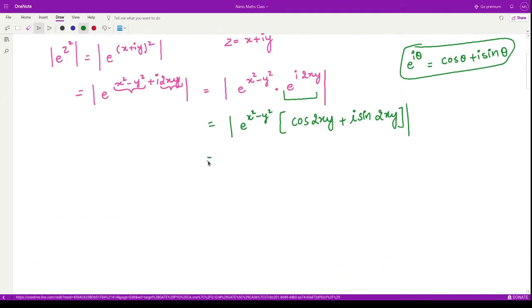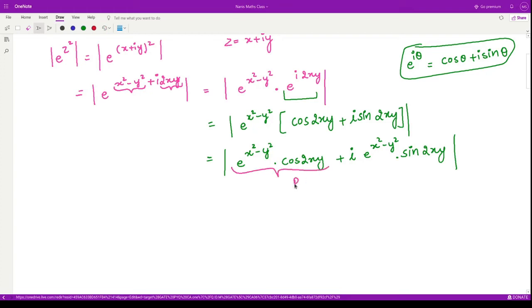So here we can separate these two parts. We would have e to the power x square minus y square multiplied by cos of 2xy, plus iota times e to the power x square minus y square multiplied by sine 2xy. So now can you see this part over here? This is the real part, and this part over here is the imaginary part.